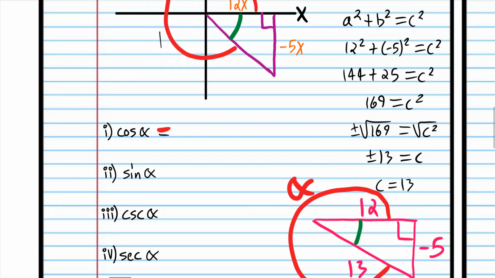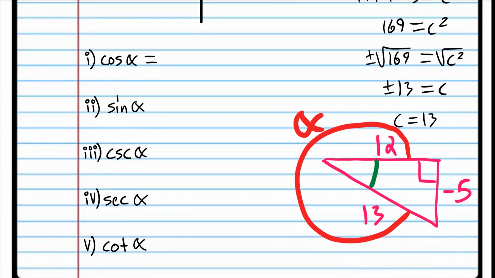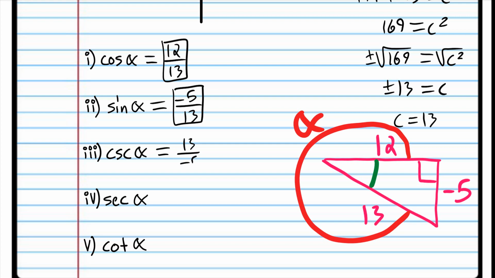So cosine alpha is the adjacent side of the green reference angle divided by the hypotenuse. Sine alpha is the opposite side of the green reference angle divided by the hypotenuse. Cosecant alpha is the hypotenuse divided by the opposite side of the green reference angle.